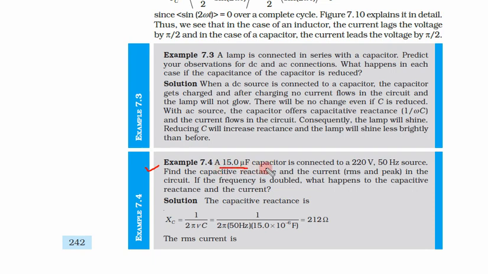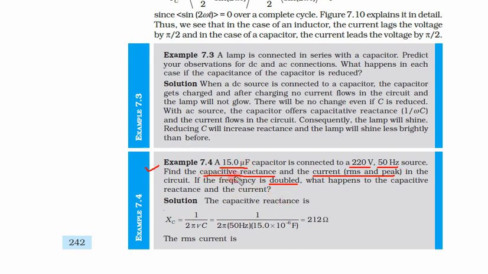A 15 microfarad capacitor is connected to a 220 volt, 50 hertz power source. Since hertz are given, that means it is an AC power source. Find the capacitive reactance, so we have to find XC, and the currents, both RMS and peak. If the frequency is doubled, what happens to the capacitive reactance and the current? That we have to tell.